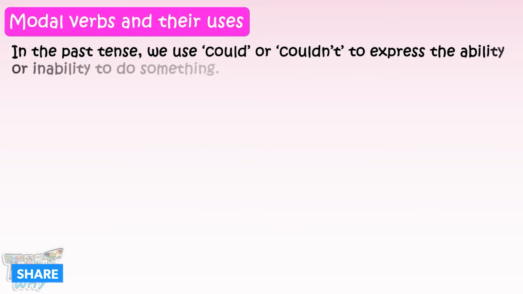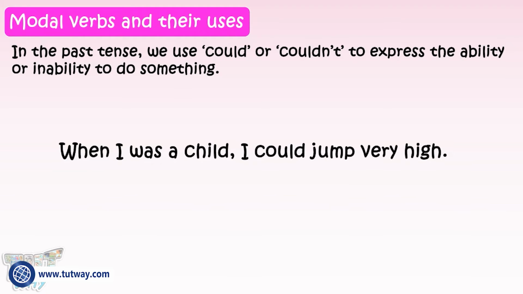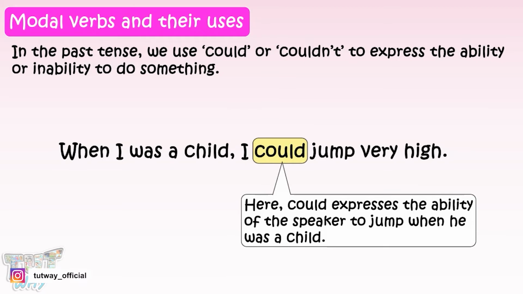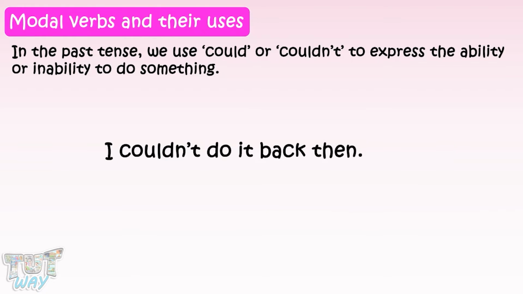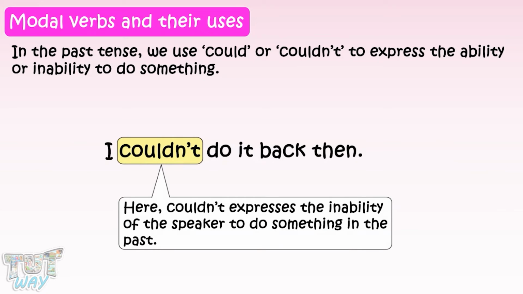In past tense, we use could or couldn't to express the ability or inability to do something. For example, when I was a child, I could jump very high. Here, could expresses the ability of the speaker to jump when he was a child. I couldn't do it back then. Here, couldn't expresses the inability of the speaker to do something in the past.